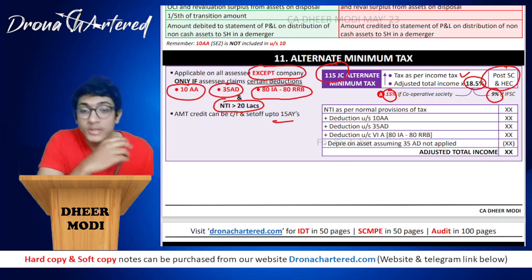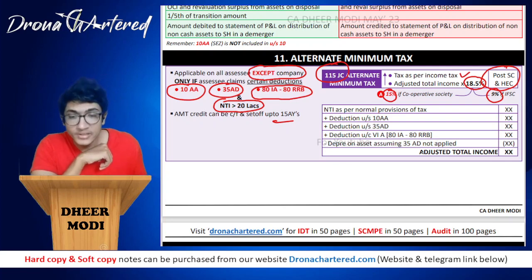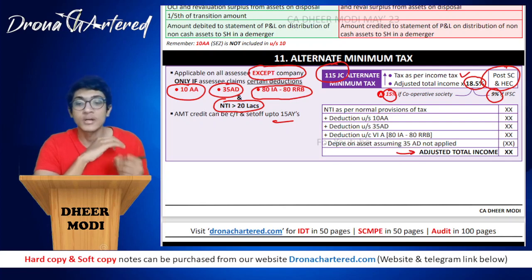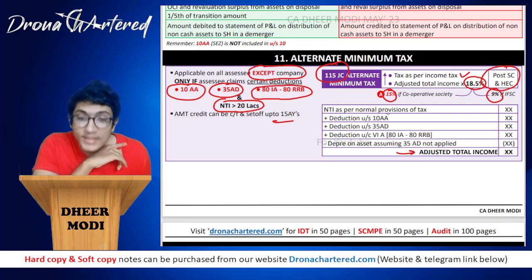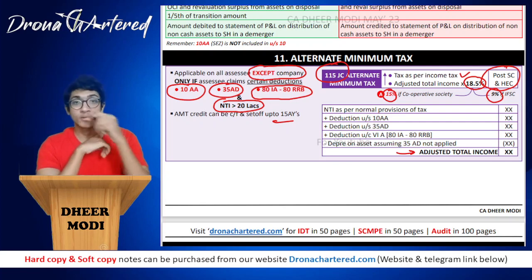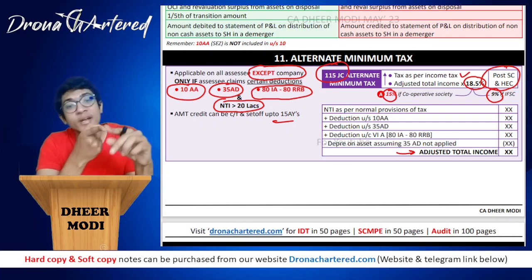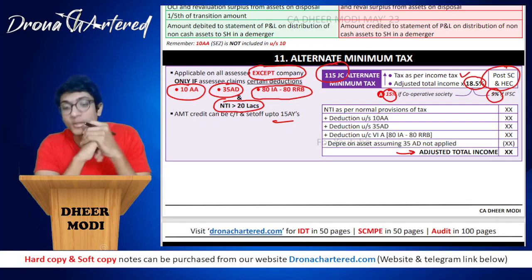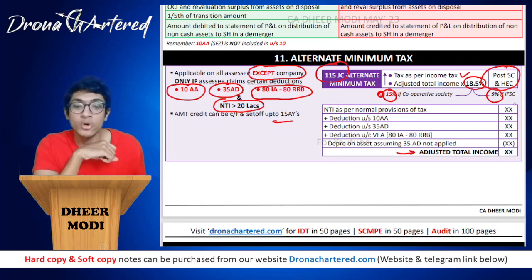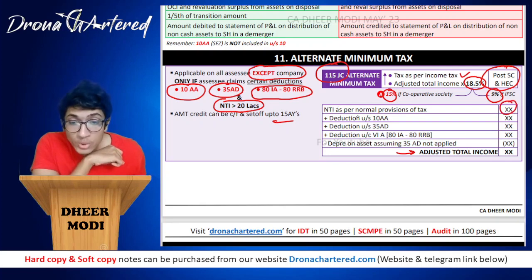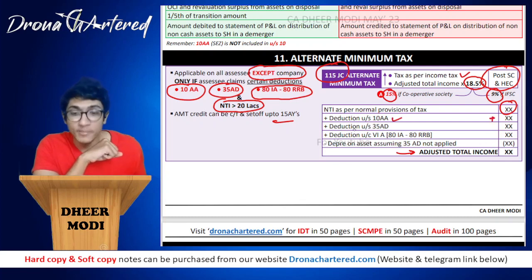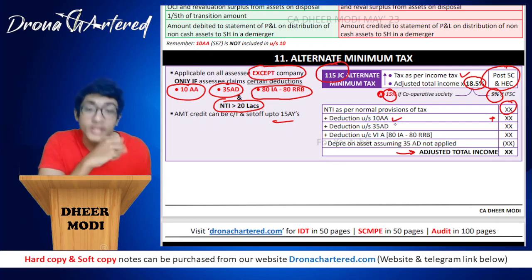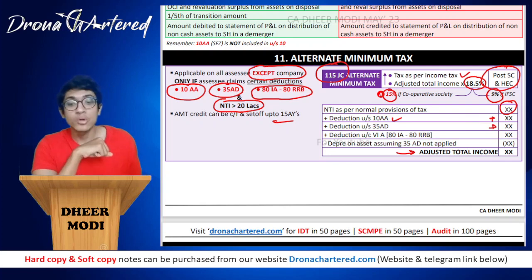Okay, now sir, what is my adjusted total income? How do I calculate it? Adjusted total income, that calculation I have given here. Now your adjusted total income is your NTI as per normal provisions of tax. In your normal provisions of tax, you get the benefit of 10AA, 35AD, etc. So whatever benefits your normal tax has given, that is your NTI as per normal provisions of tax. This is your excess. You will have to add back any deduction that you received under section 10AA. Any deduction that you received under section 35AD, those specified 14 businesses, will also have to be added back.